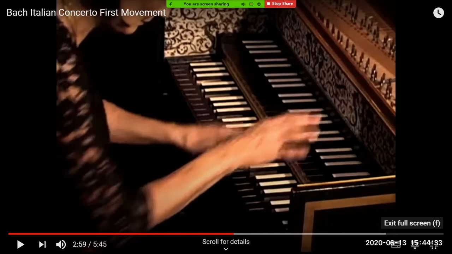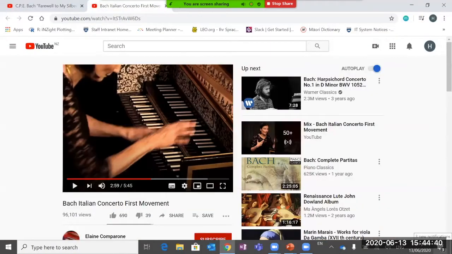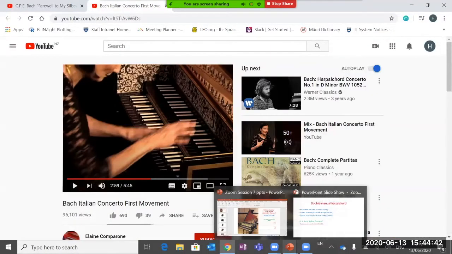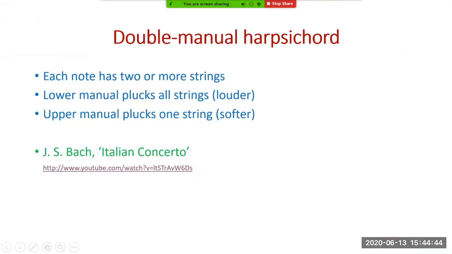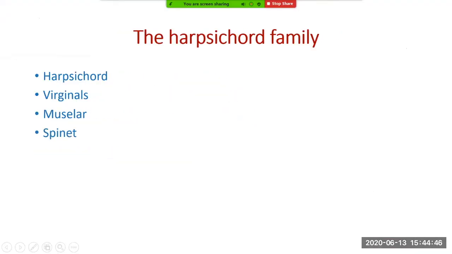It is a fairly sizable instrument and obviously didn't fit into every home without taking up lots of space. Therefore, there are a few smaller variants, but they're all part of the same family, and these include the virginals, the muselar, and the spinet.